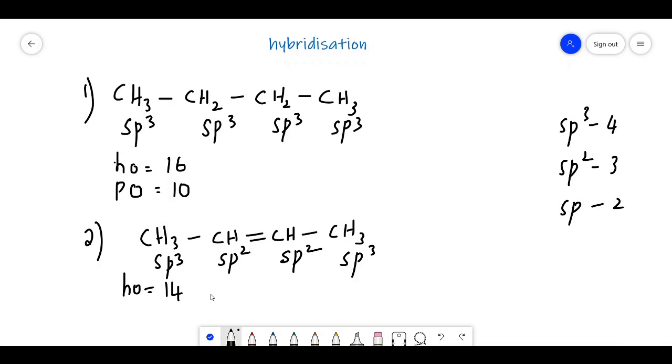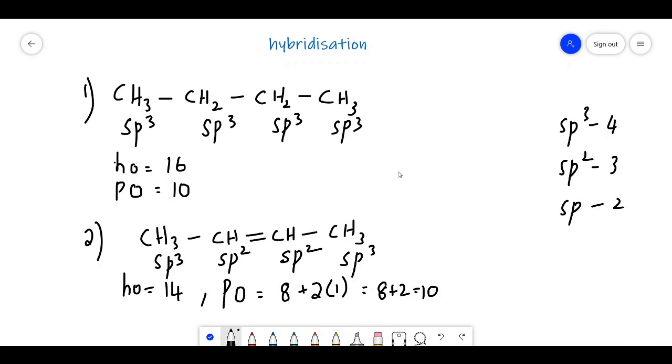And now to calculate the pure orbitals. If you want to calculate pure orbitals, you just count the hydrogens. So this is 3, 4, 5, 6, 7, 8. So 8, and along with this take the pi bond. The number of pi bonds is 1, so take it as 2 into 1. So this is 8 plus 2, which is 10. So the number of pure orbitals in this molecule is equal to 10.